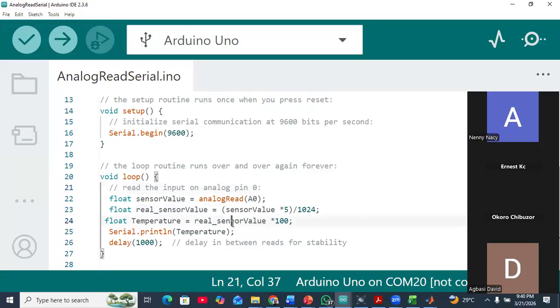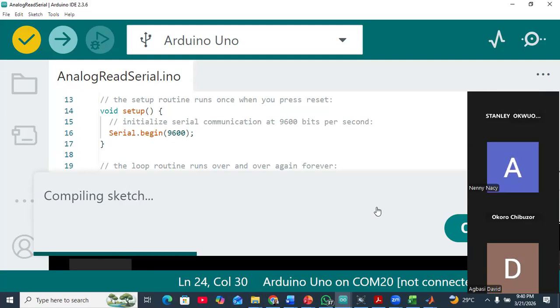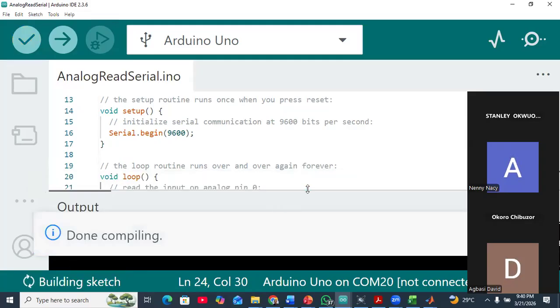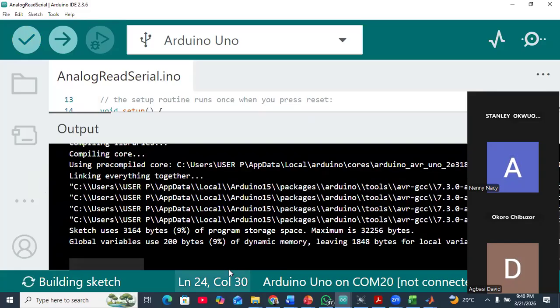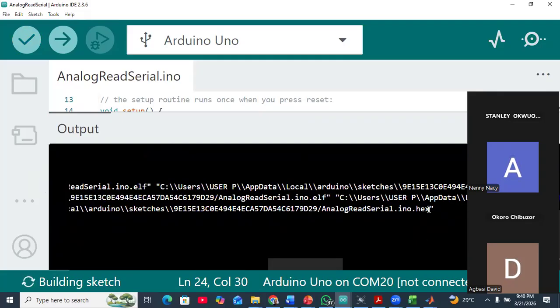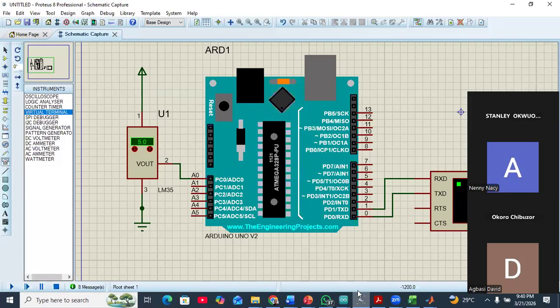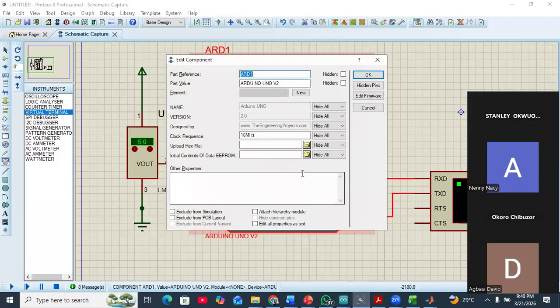So we compile this. If there is no error there, we copy the hex file and put it in the controller and test it before we call it a day. The compilation is done. There is no error. Let's look for the hex file. This is the hex file. So we pick it from there, copy it, come here, and put it here.